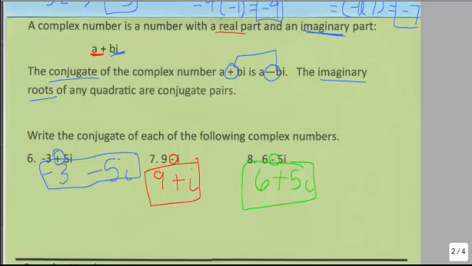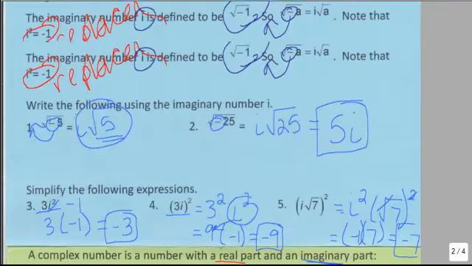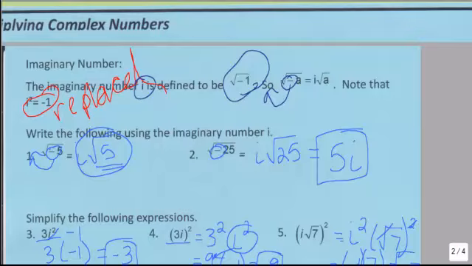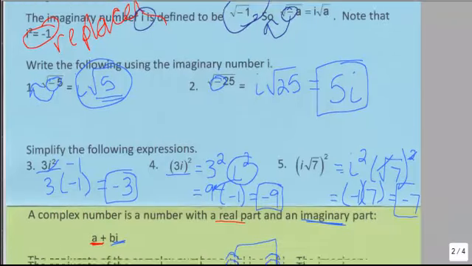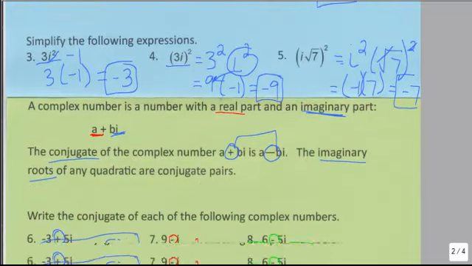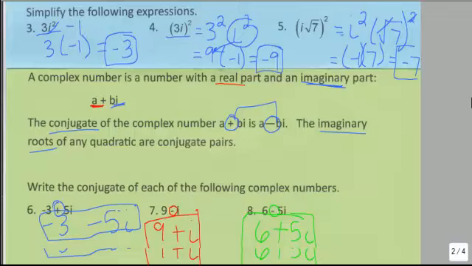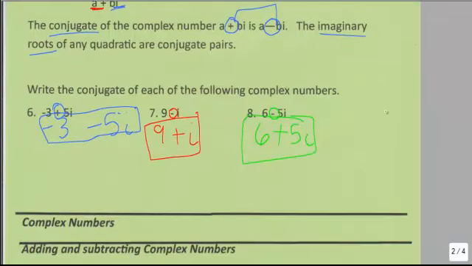So this first page dealt just with imaginary and complex numbers. So make sure you take the i out if you are writing it using the imaginary number. Be sure to replace i squared with -1 when simplifying. And for the conjugate, change the sign in between them.